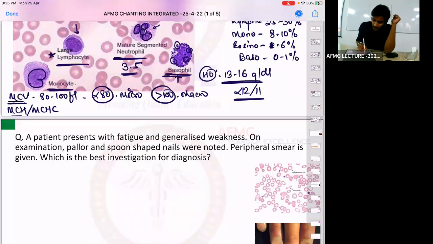MCHC, right? It will tell me about the color of the RBC. If MCH or MCHC is low, it suggests hypochromic anemia. Hyperchromic anemia does not exist. Either it is hypochromic or normochromic anemia.